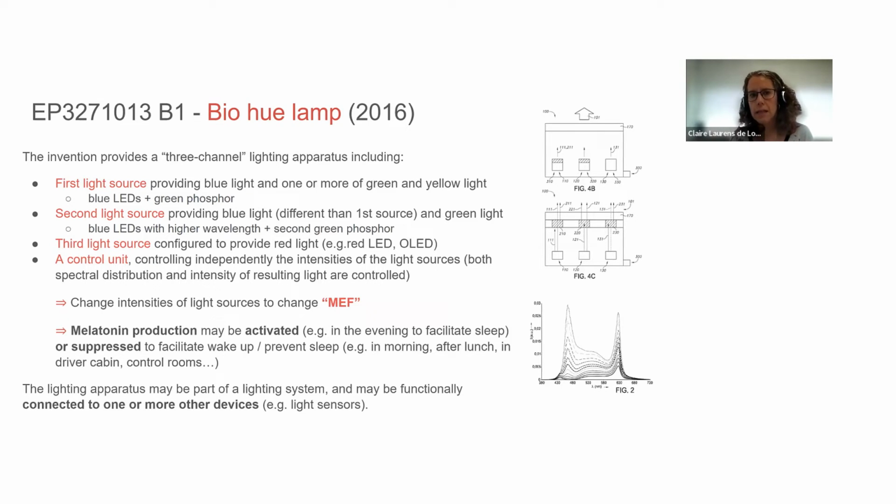And like this, you can either activate or suppress the melatonin production, so activate in the night to facilitate the sleep of the guest, or suppress the melatonin in the morning to facilitate wake up. And this is also used, for example, in the reception room after lunch to make sure that the guests of the seminar, for example, are alert and not sleepy.